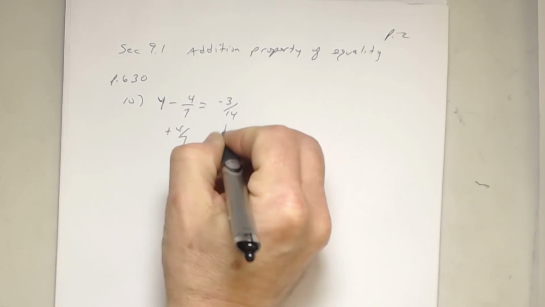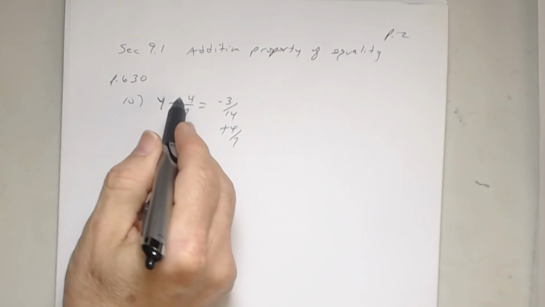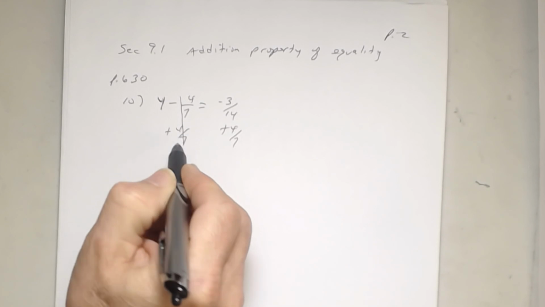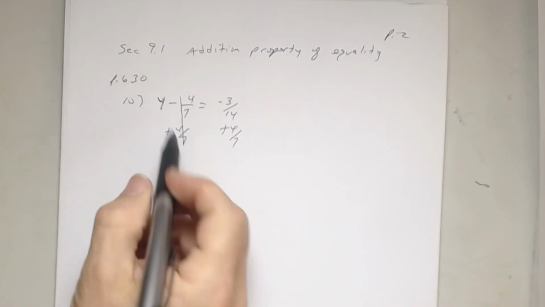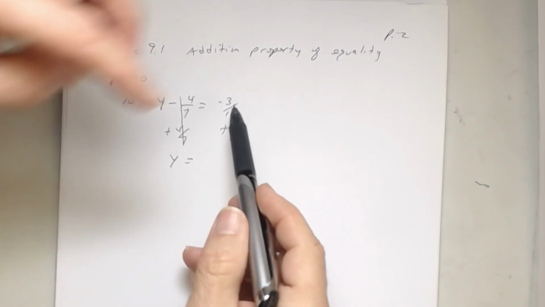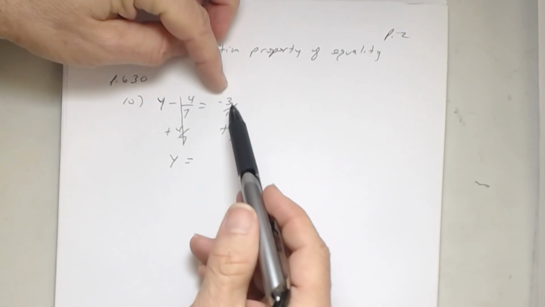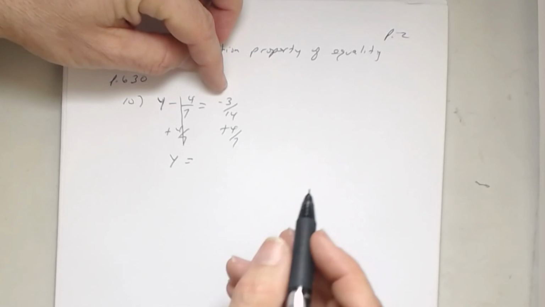So I'm going to align them vertically, just like this. And then we're going to combine like terms. So a negative 4/7 and a positive 4/7, they're opposites. When you add two numbers that are opposites, you get 0. And y and 0 is y, equal. All right, now you can't add these by adding numerators and adding denominators. You have to find the LCD first.